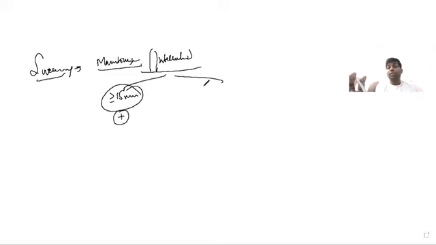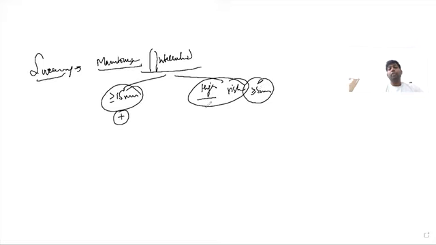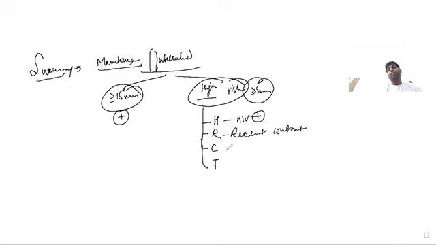But in case of a certain group of patients, especially the high risk patients, even 5 millimeter or more can be considered positive. Who are these high risk patients? We call this by the mnemonic HRCT. H for HIV positive patients, R for recent contact with pulmonary tuberculosis, C for chest X-ray showing features of pulmonary tuberculosis, and T for transplant recipients.